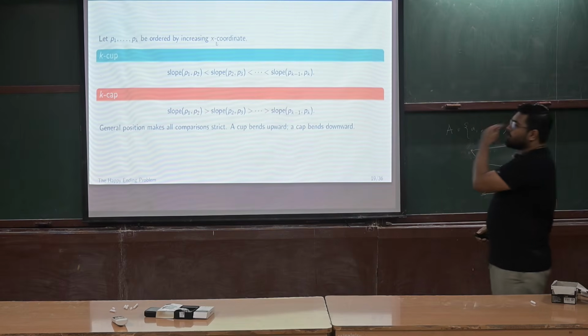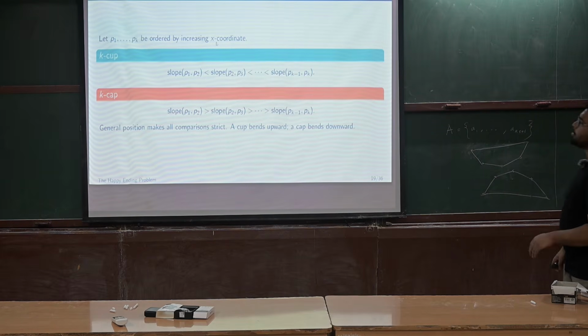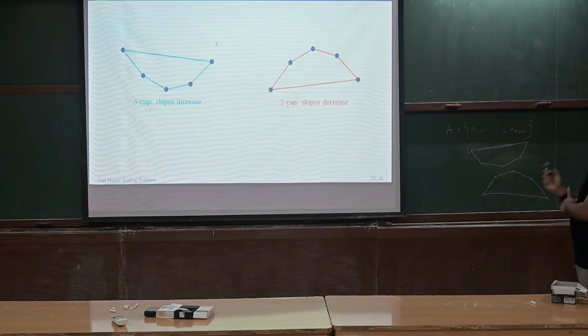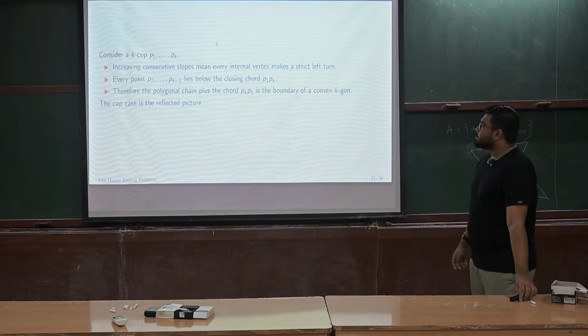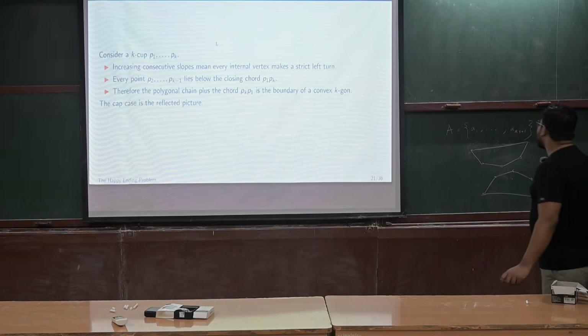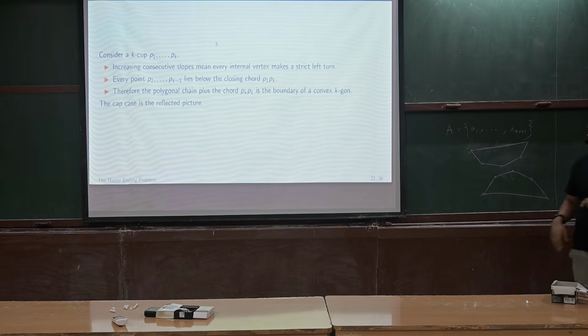So for the formal definition, a k cup is basically when the slope of p1 comma p2 up till pk minus 1 comma pk is an increasing sequence, and a k cap is the exact opposite. Example. So I already mentioned this too, that when you have this, you just join the lines and you get a convex polygon.